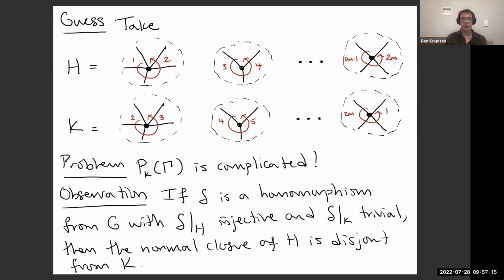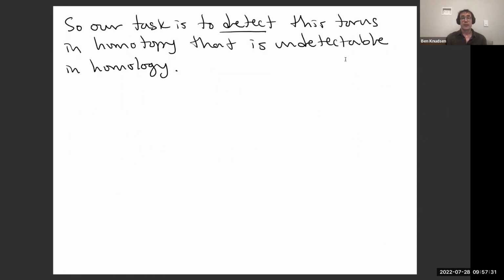Okay. Are there any questions about any of this before I move on? Okay. So again, our task now is to detect this torus with a homomorphism out at the level of fundamental groups, knowing that it is undetectable in homology. So whatever is going to detect it will have to be slightly subtle because it is not visible in the eyes of homology.